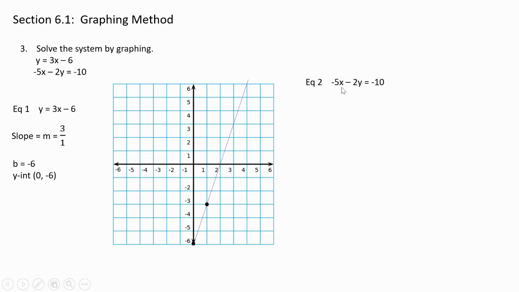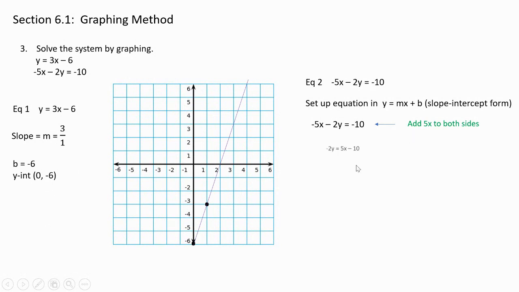We try to put it in the form of y equals mx plus b, which is called the slope-intercept form. So we have to isolate the y. We start by adding 5x to both sides. After we add 5x to both sides, it'll be eliminated on the left side, and 5x minus 10, you cannot add them, so you leave them as they are, 5x minus 10.